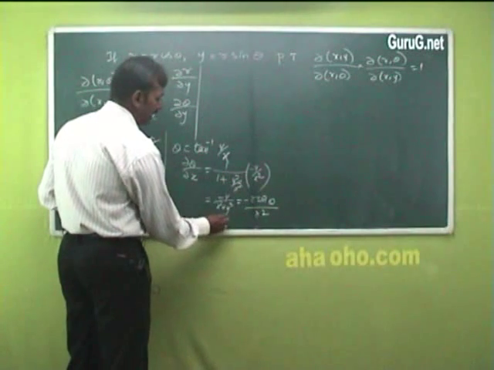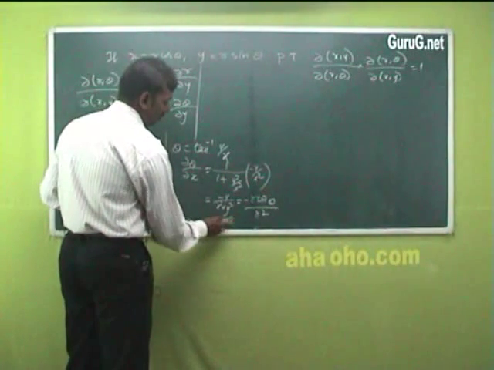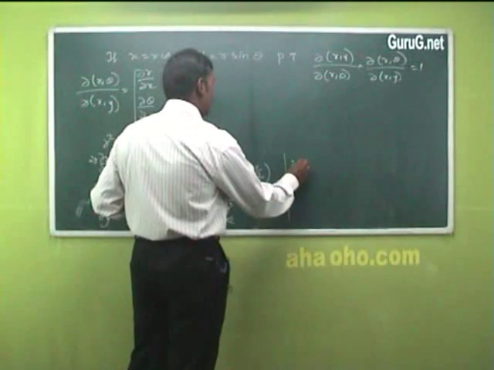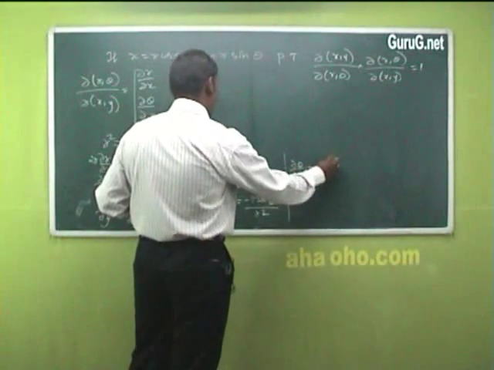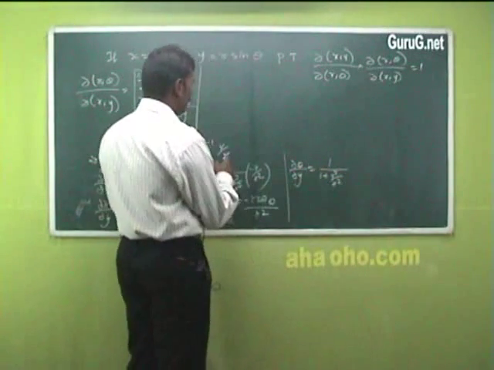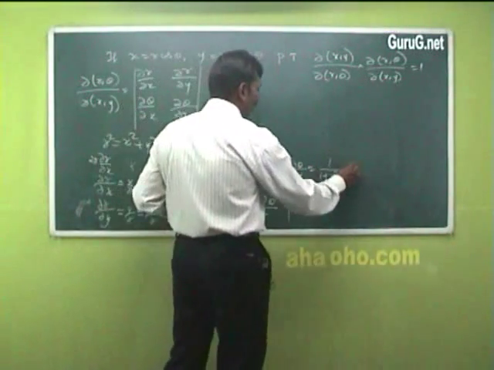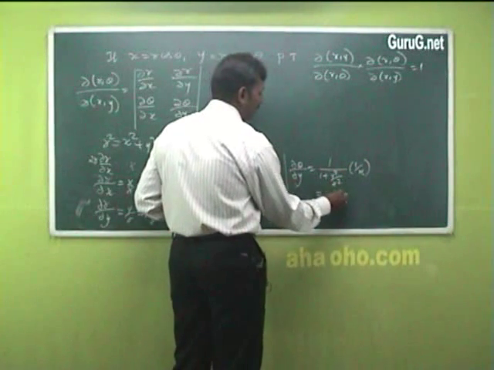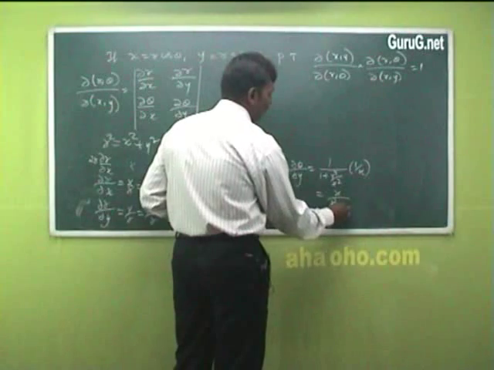So minus sin theta by r. Is it right? Then similarly, dou theta by dou y: 1 by 1 plus y squared by x squared, differentiate with respect to y, so into 1 by x. You take LCM and simplify: x by x squared plus y squared.